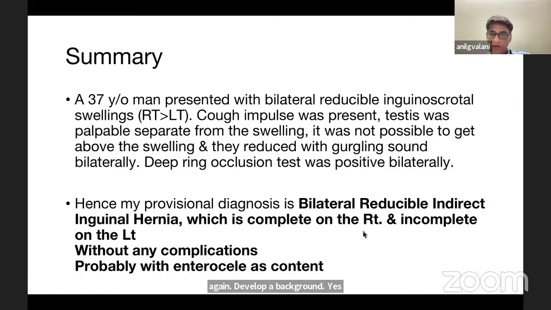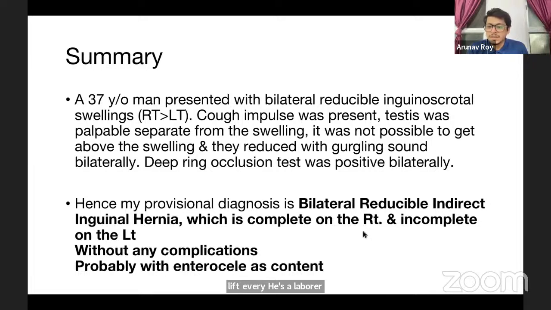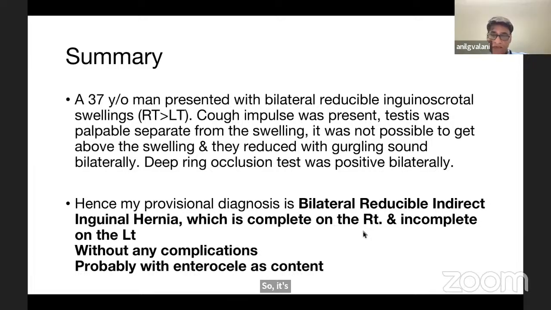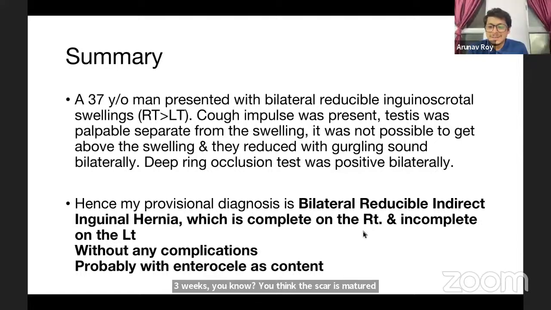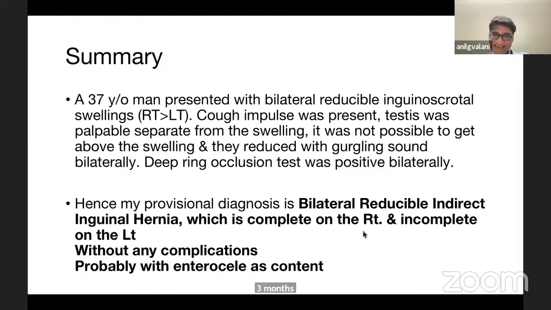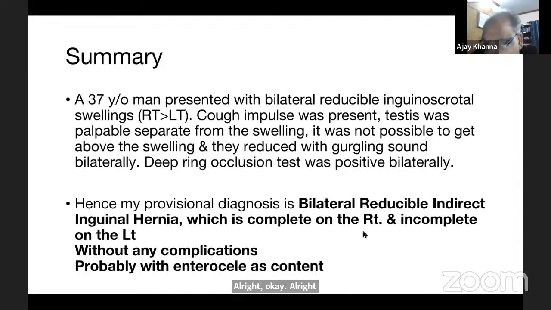So when will you allow the patient to lift heavy weights? He is a laborer. When can he go to work, doctor sir? So after 3 weeks, sir. 3 weeks is enough? You think the scar is mature? 3 months. Right. Okay. All right.